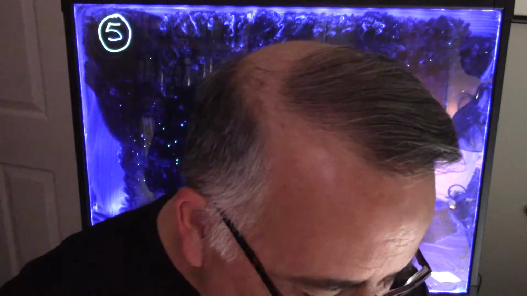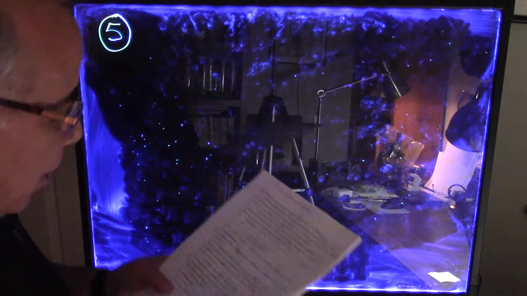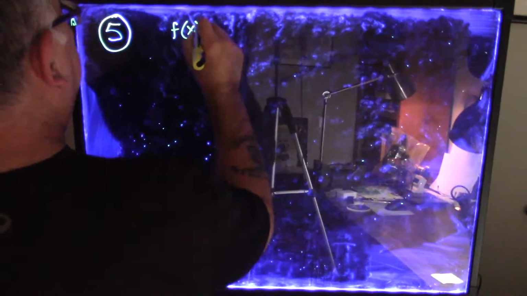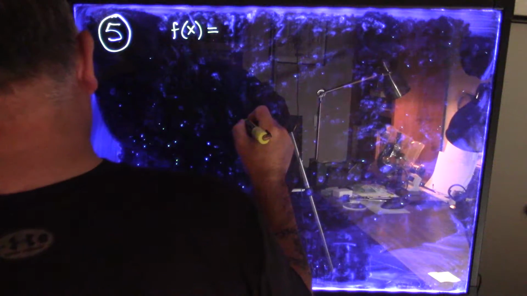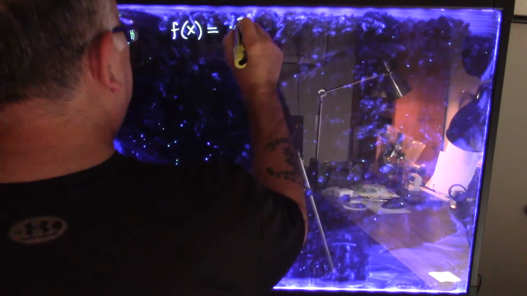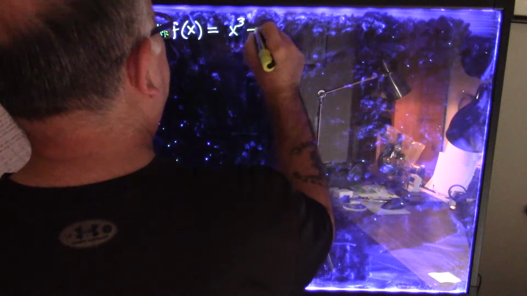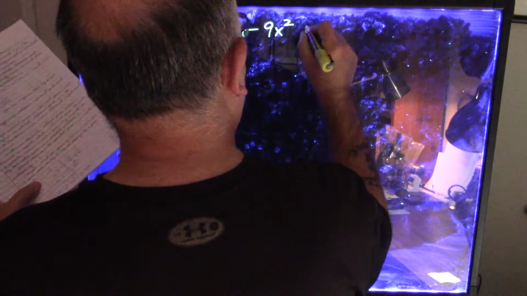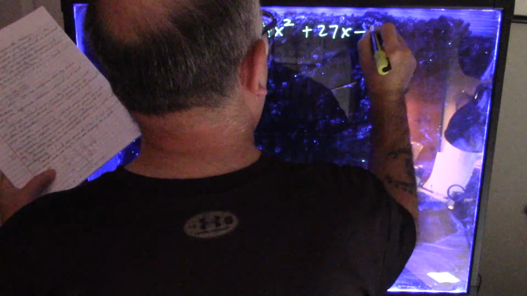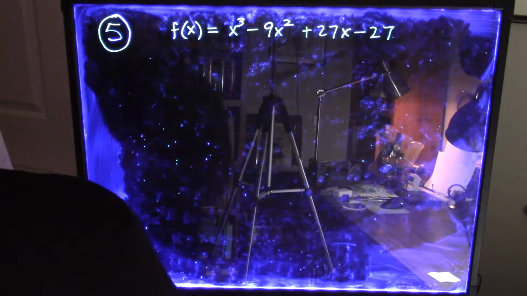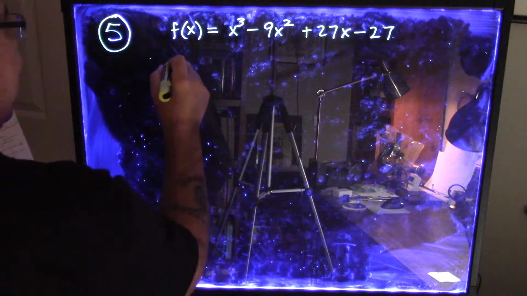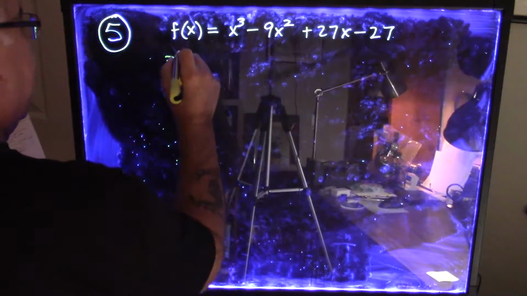Let me give you a specific example here, which isn't in your book. f of x equals x cubed minus 9x squared plus 27x minus 27. I want to find the zeros. Now it turns out that 3 will work as a zero, so let's try a 3.